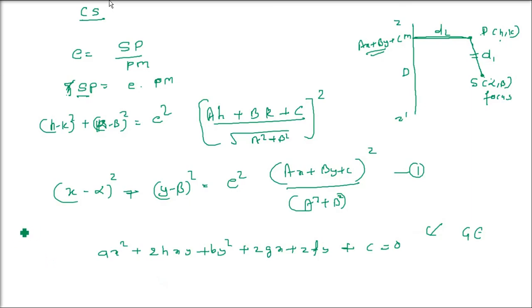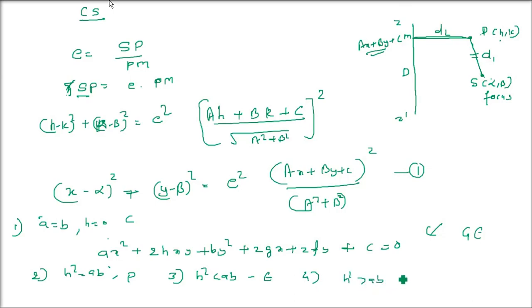How do we represent it? Please remember the constants: a, b, h, g, f and c. In this equation, if a is equal to b and h is 0, this will become a circle. Second case, if h square is equal to ab, where a and b are the coefficients of x square and y square, it will be a parabola. Third, if h square is less than ab, it will become an ellipse. Fourth, if h square is greater than ab, then this will become a hyperbola.